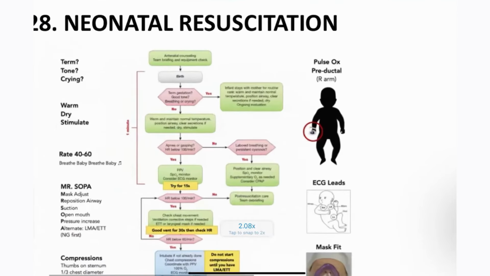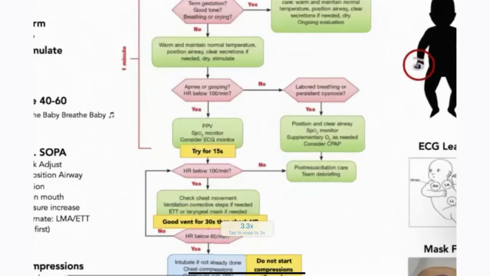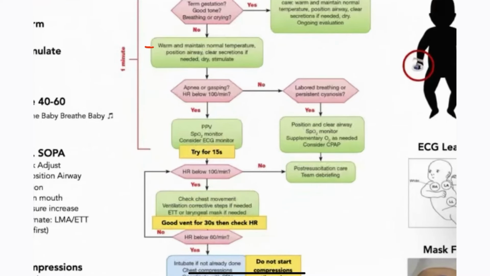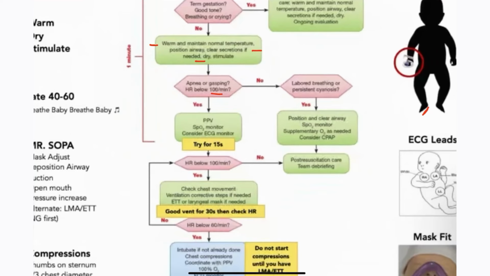Next, moving on to neonatal resuscitation. Whenever you see that the baby is born, you have to check for breathing, tone, and cry. If any of this is absent, then you have to warm up the baby, clear the secretions, and dry and stimulate, especially the soles. After that, check the baby's breathing. If the baby's heart rate is less than 100 per minute, then you have to immediately start positive pressure ventilation, and this has to be done within the first 1 minute, the golden time.